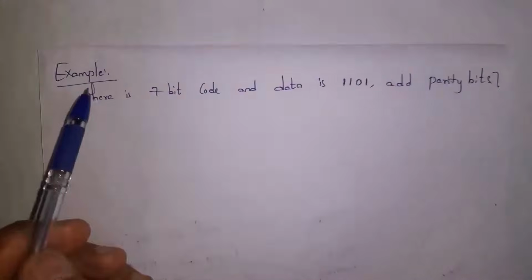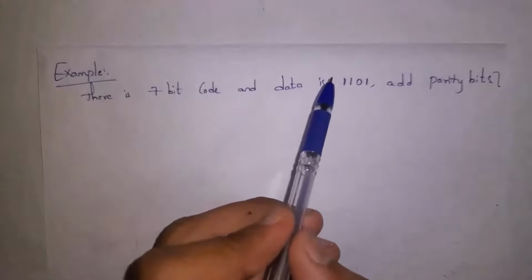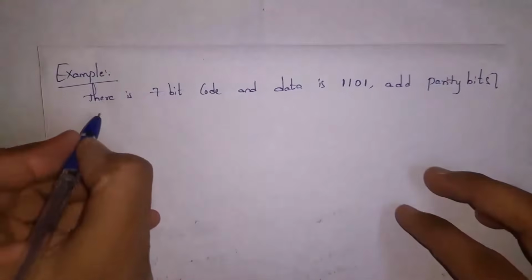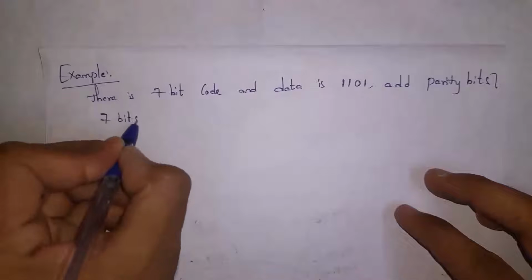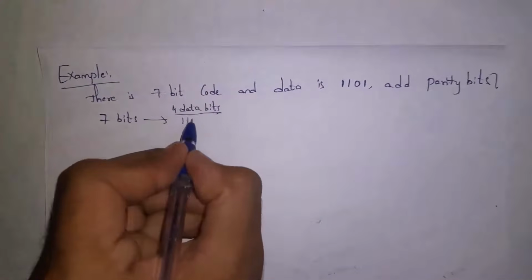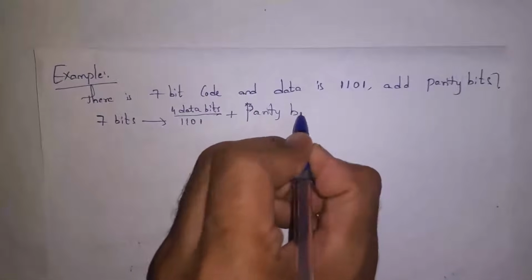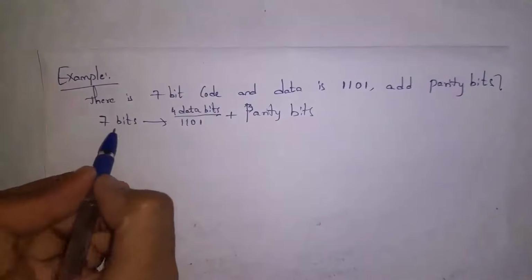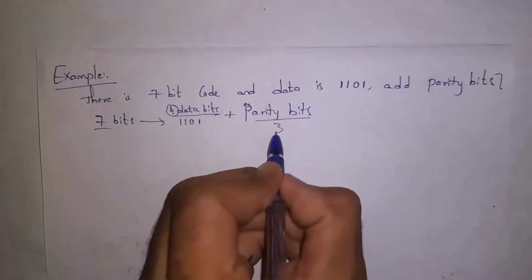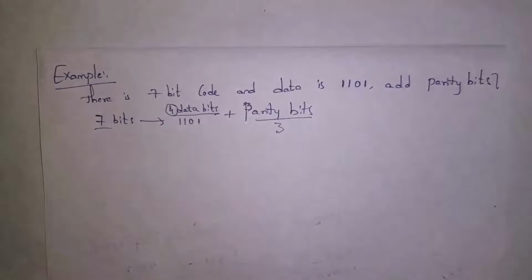I will explain one simple problem by using Hamming code. There is 7-bit code and data is 1101. Add parity bits. Guys, in question they given, total there are 7 bits. Out of 7 bits, 4 data bits are given. 4 data bits are 1101. And we need to find parity bits. As we know, out of 7, 4 are data bits and remaining 3 are parity bits. Now we need to find what are parity bits.